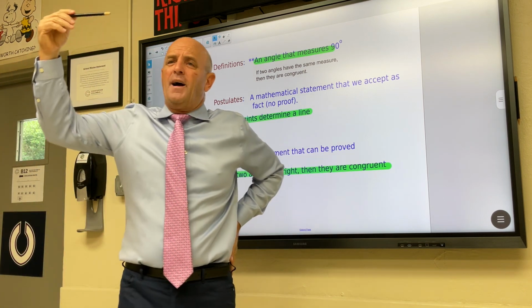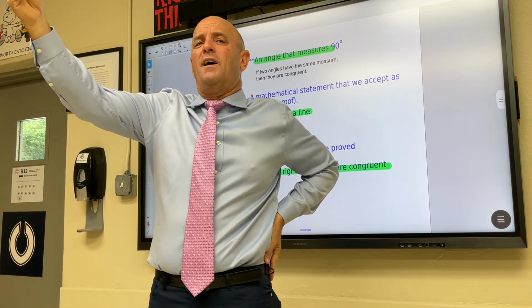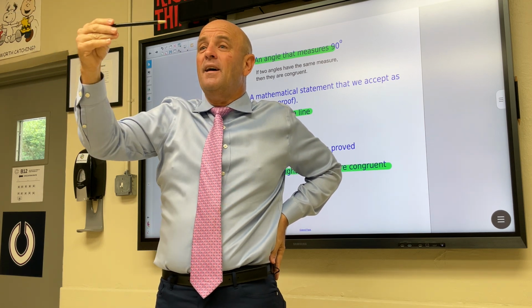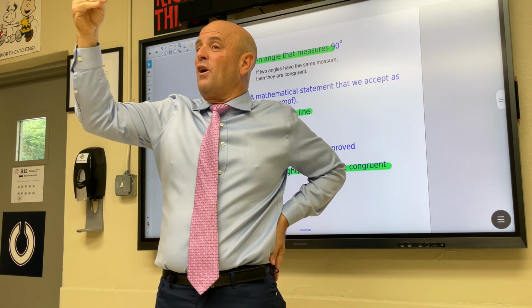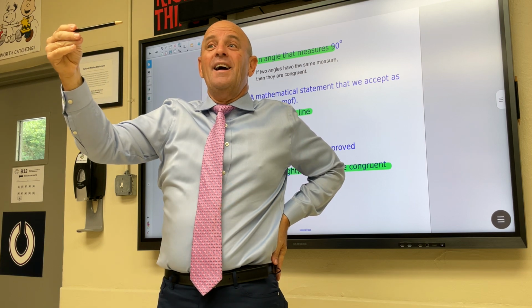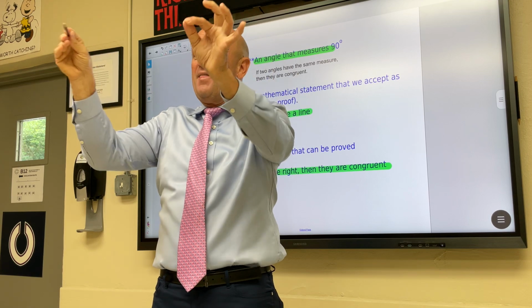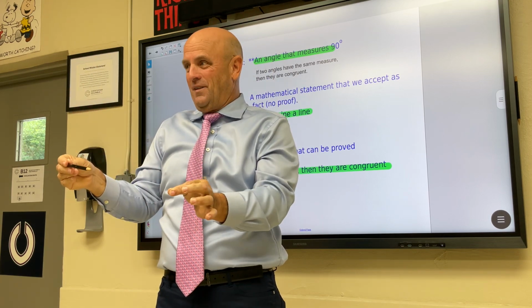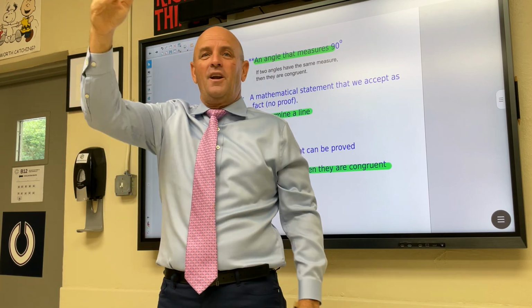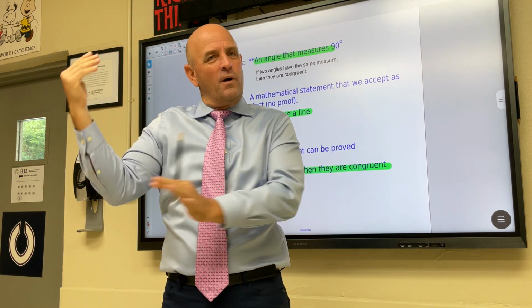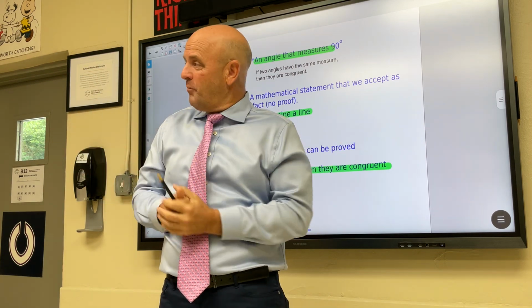What would be the logic behind that? If two angles are right, what does that mean to us? If two angles are right, then each angle measures 90 degrees. And if each angle measures 90 degrees, same measure, then they are congruent, because that's the definition of congruency. You see the logic? That's only a three-step proof. We're going to do it in a little bit. But that's the idea of proofs.